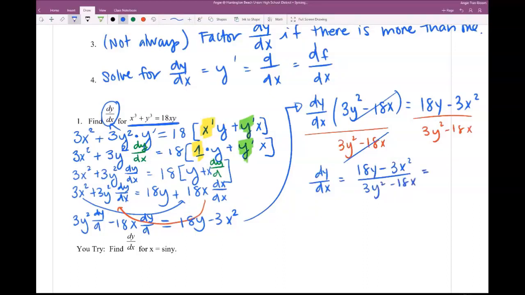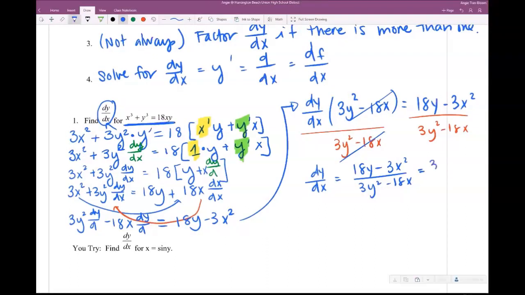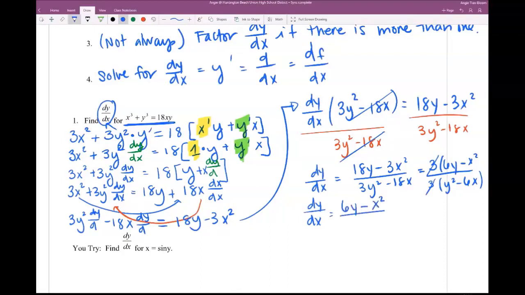But that's not done because I want to see if I can simplify. So from here, we are going to see if I can factor a 3. If I factor out 3, I have 6y minus x squared all over 3 times y squared minus 6x, okay? Then those are canceling. So here we go. dy/dx is 6y minus x squared all over y squared minus 6x.